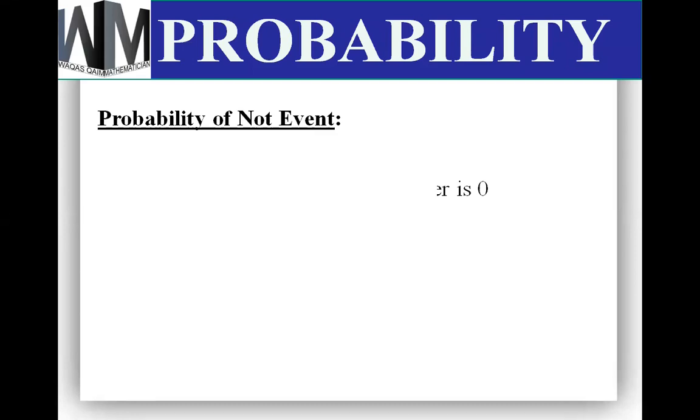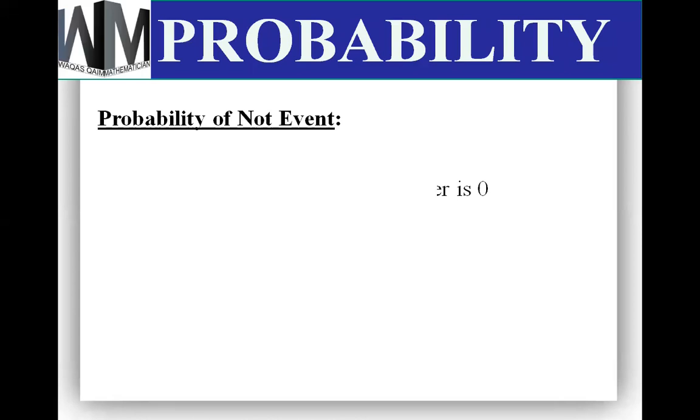Yes, right. Why 40%? We subtract the given percentage of that thing to be happened from 100%. Right? Yes. So that's why we get 40.